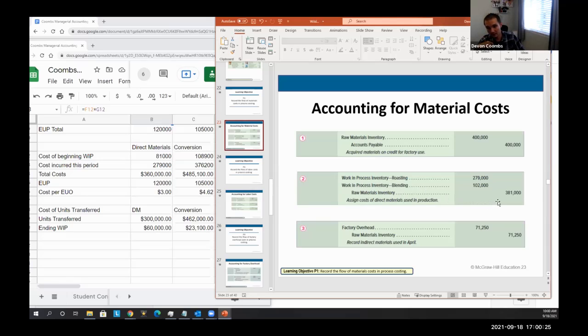we're moving raw materials inventory into work in process. So it's really just debit inventory, credit payable, right? That's like us establishing a payable for our inventory. And then here we're crediting raw materials inventory and debiting our work in process. Like we're moving raw materials into these processes. And then here we're moving our indirect materials into our factory overhead.